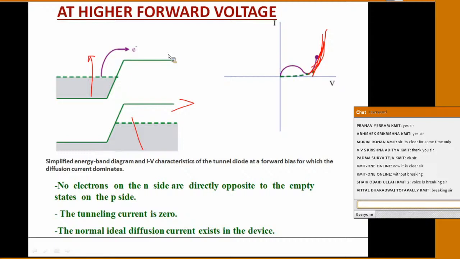Now in this case, at the higher forward voltage, no electrons on the N side are directly opposite to the empty states of the P side. Therefore, tunneling current is zero. There is no tunneling of charge carriers. That means these electrons are not entering this area. That's why the total current at this point, at the maximum higher forward voltage, is due to the diffusion of charge carriers. This current we are calling the forward bias current.